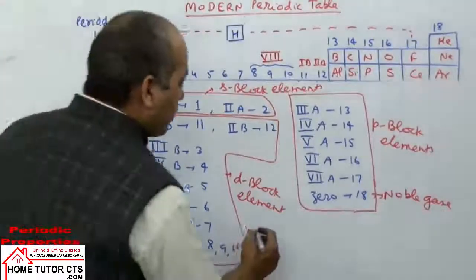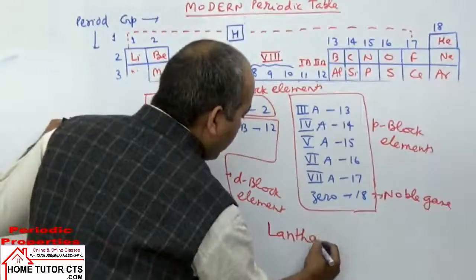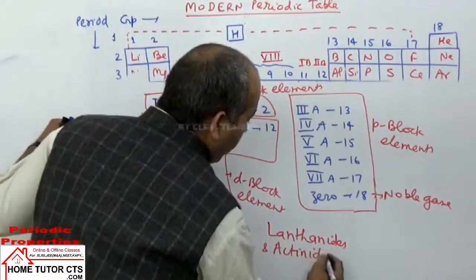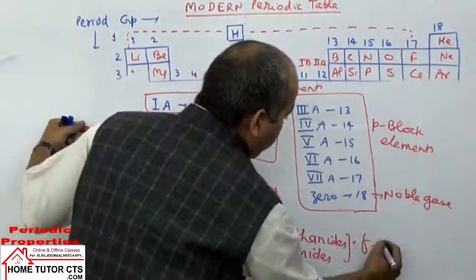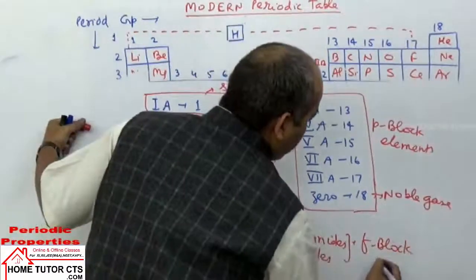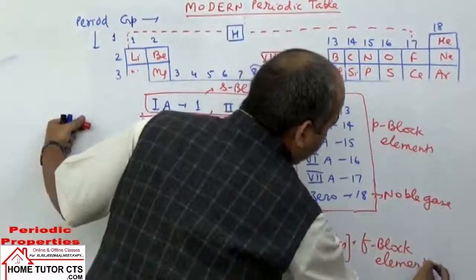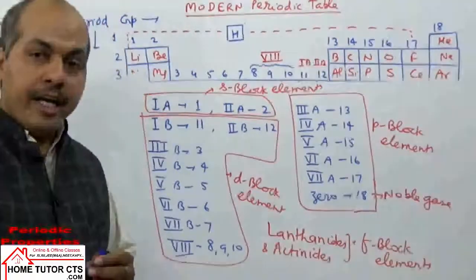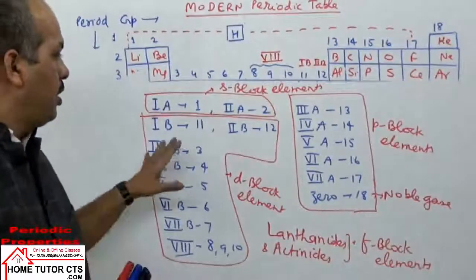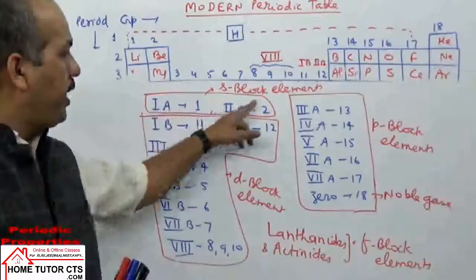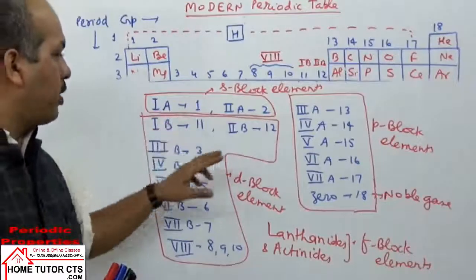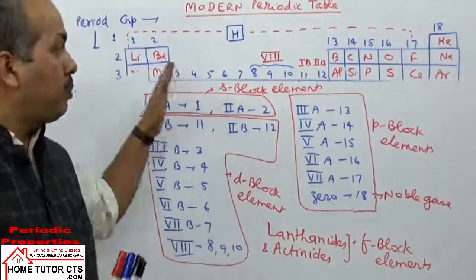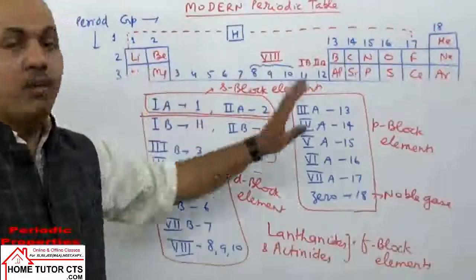And then you can take lanthanides and actinides together, which are called f block elements. I hope it is clear. 1A and 2A, or the first and second group, are called s block elements. Groups 3 to 12 are called d block elements. They are placed between the s and p block elements.